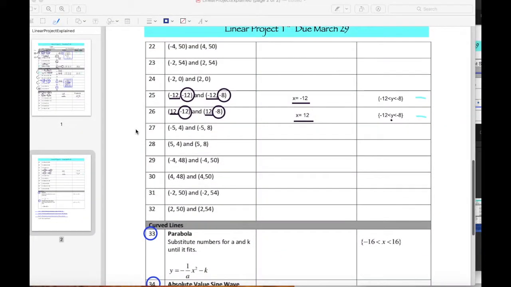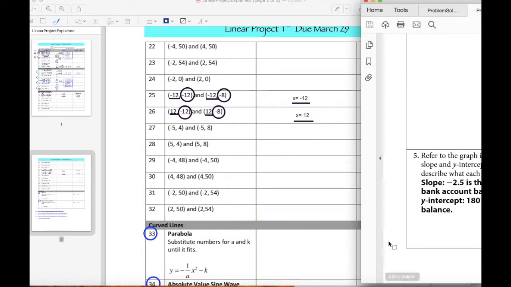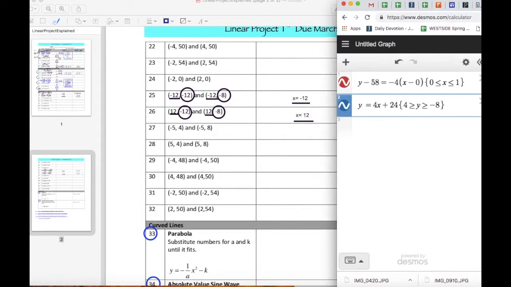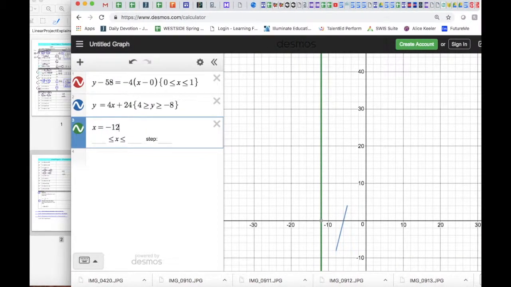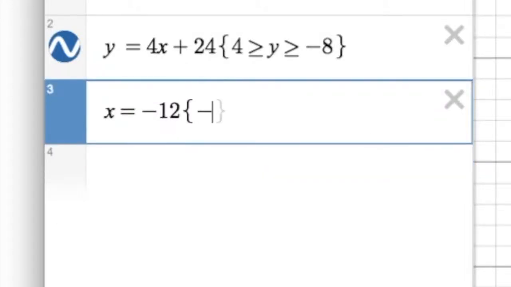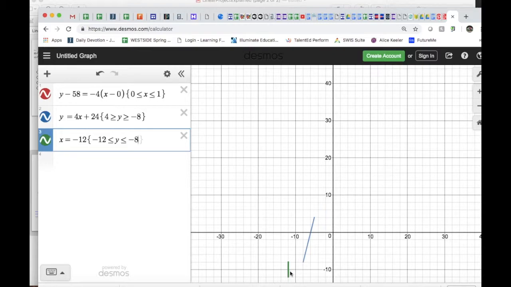Let's try one of the vertical or horizontal lines real quick. Over here on Desmos, we will type in the vertical line x equals -12. That's going to give me a vertical line at -12. Then we're going to give it the constraints: -12 less than or equal to y less than or equal to -8. There is that little vertical line there.